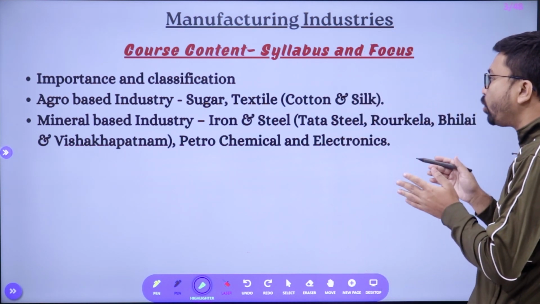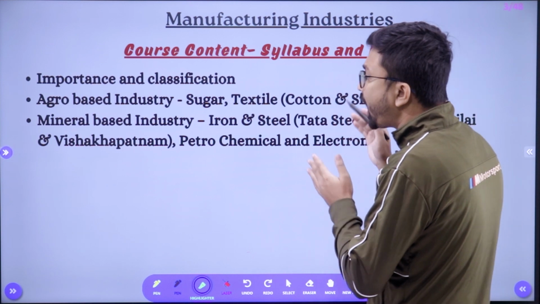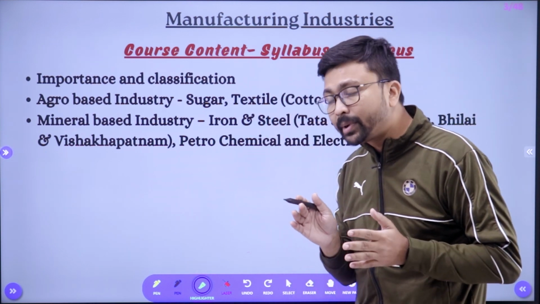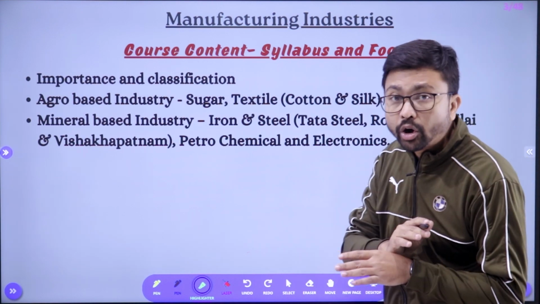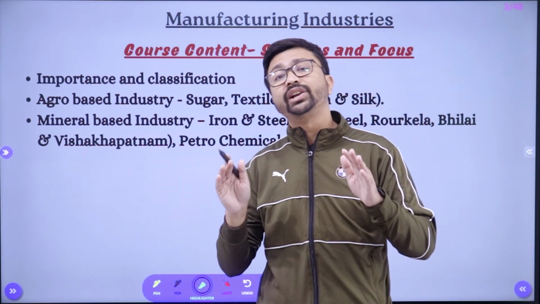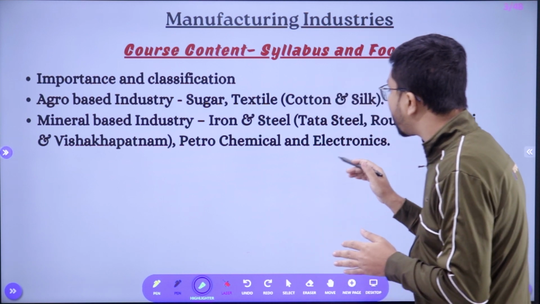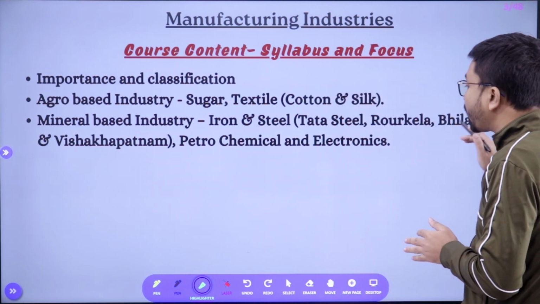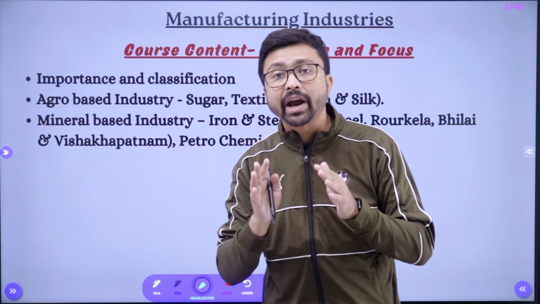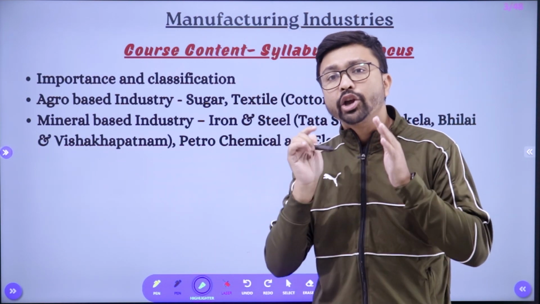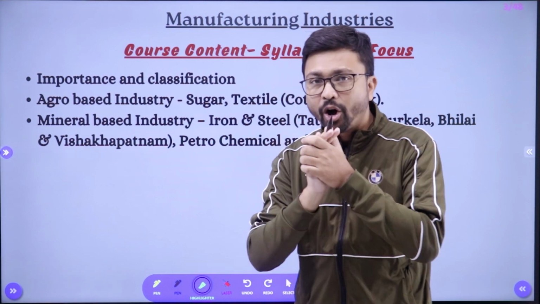Under textile there will be two, that is cotton and silk. And mineral-based industry. Under mineral-based industry, you need to know the iron and steel industry, but you don't need to know all the iron and steel industry of India. You need to focus on Tata Steel, Rourkela, Bhilai and Visakhapatnam. Those are the four main iron and steel industries of India. You need to know about those industries only.